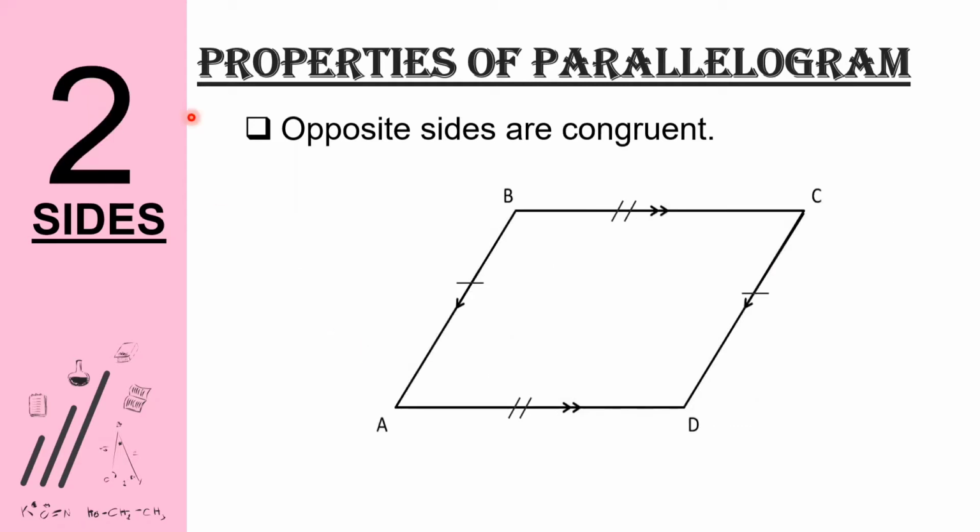Let's move on to the second property of parallelogram. Opposite sides are congruent. Again, sabi natin that side BC is opposite to side AD and side BA is opposite to side CD. Since opposite sides are congruent, we can say that side BC is congruent to side AD and side BA is congruent to side CD. When we say congruent, they are equal in measure.